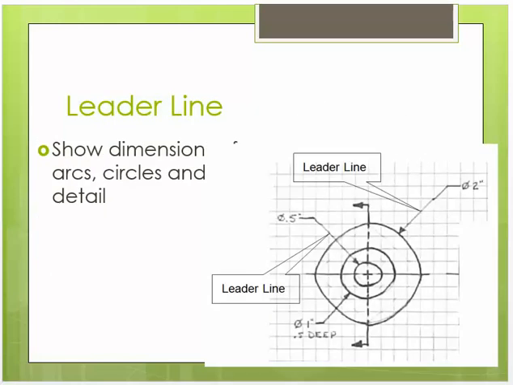A leader line. What we've got here now is a leader line. A leader line is a line that comes down. That there's a great example of a leader line. It goes from a dimension, and it allows us to keep things clean. Typically, leader lines are going to be used when it comes to radius and diameters.